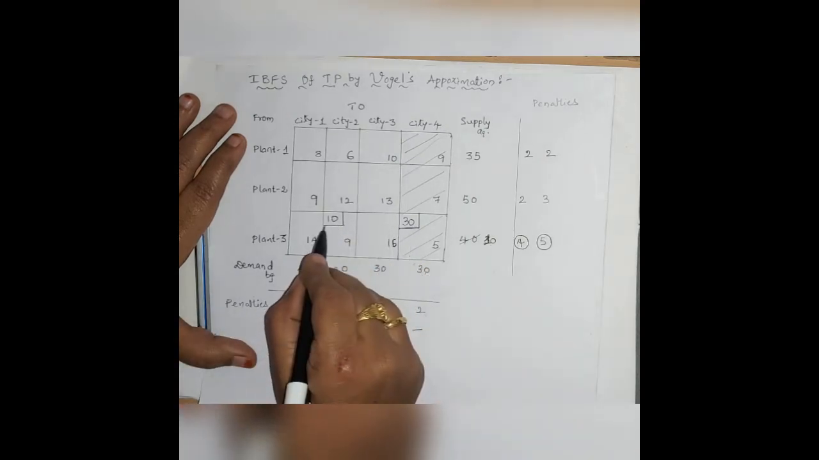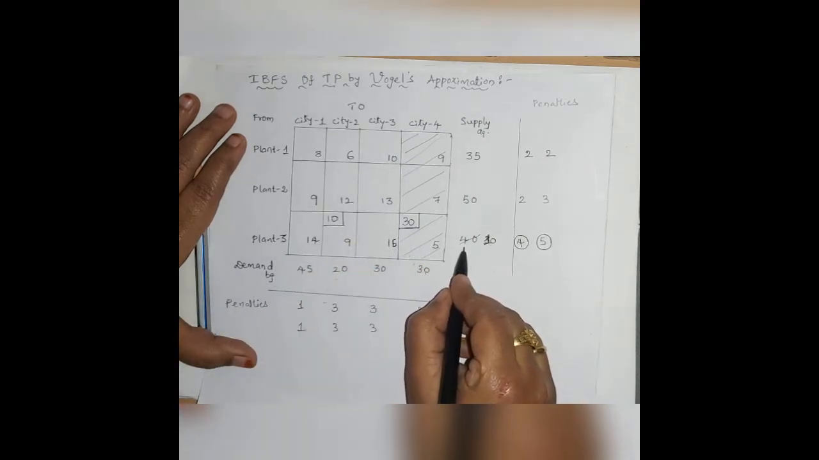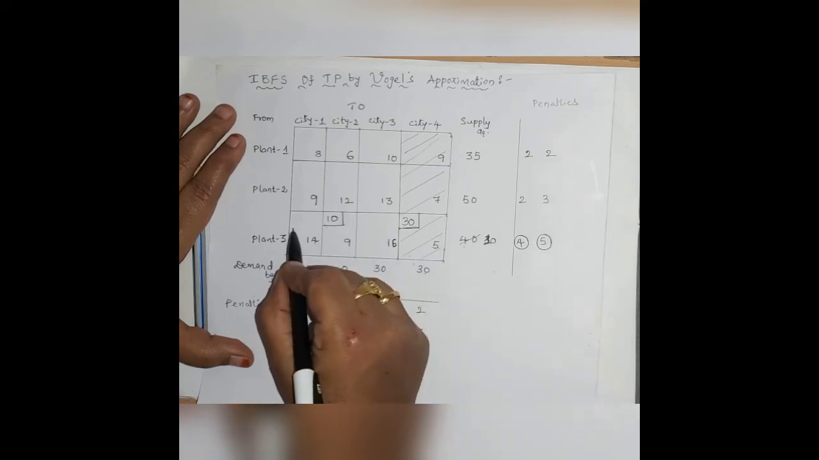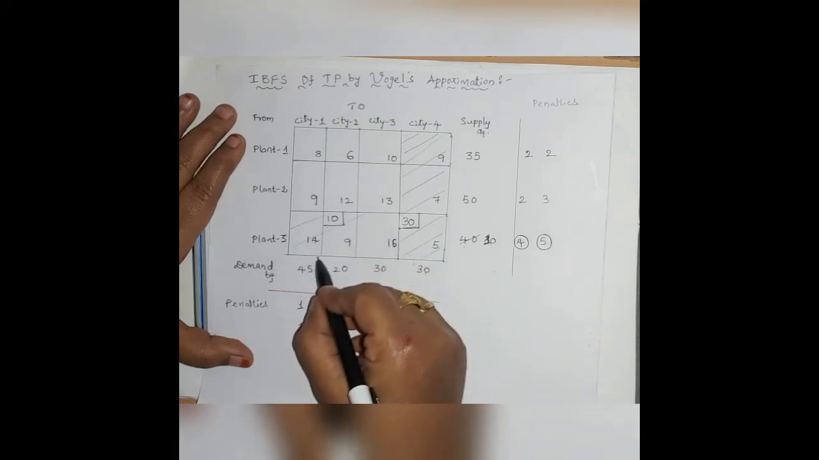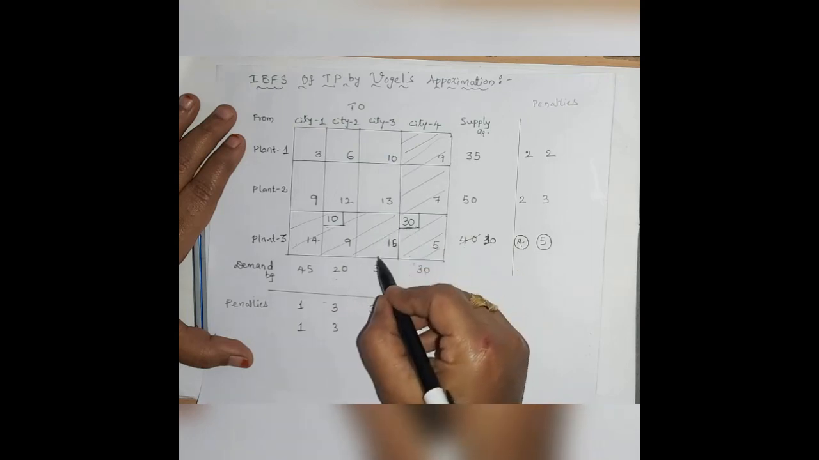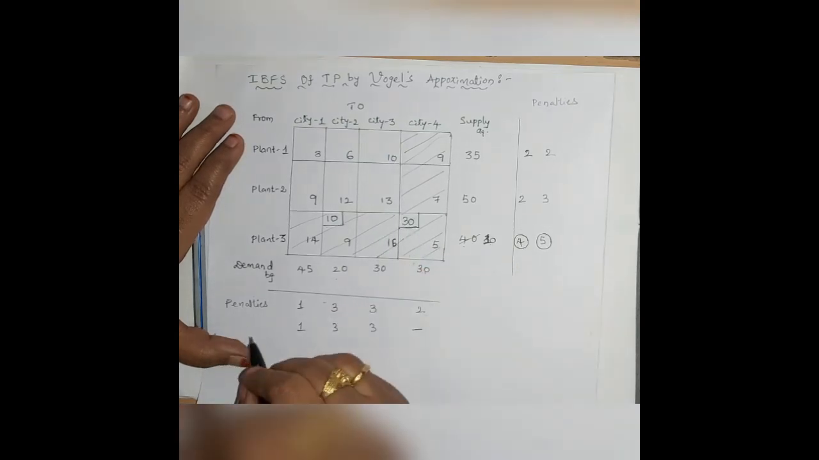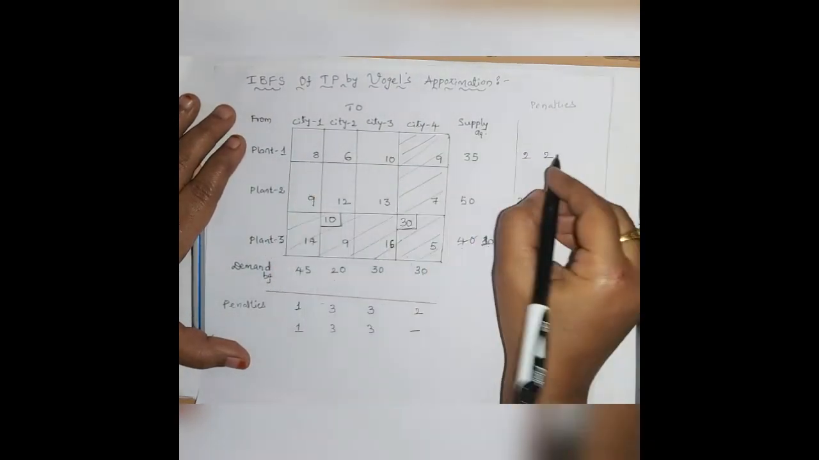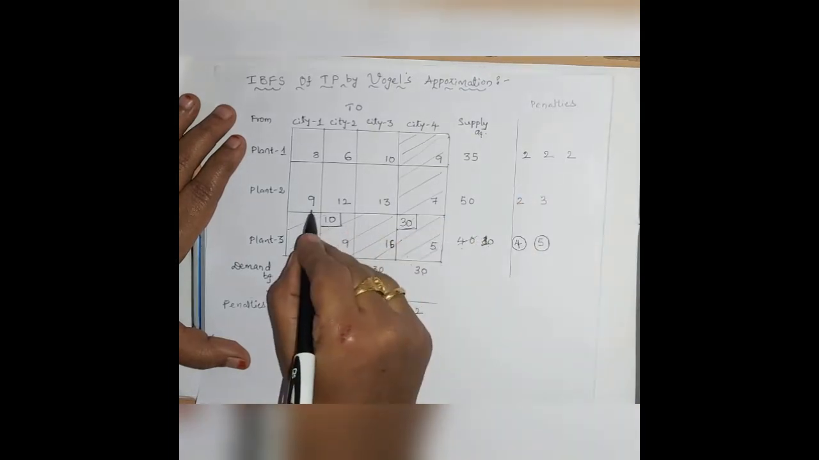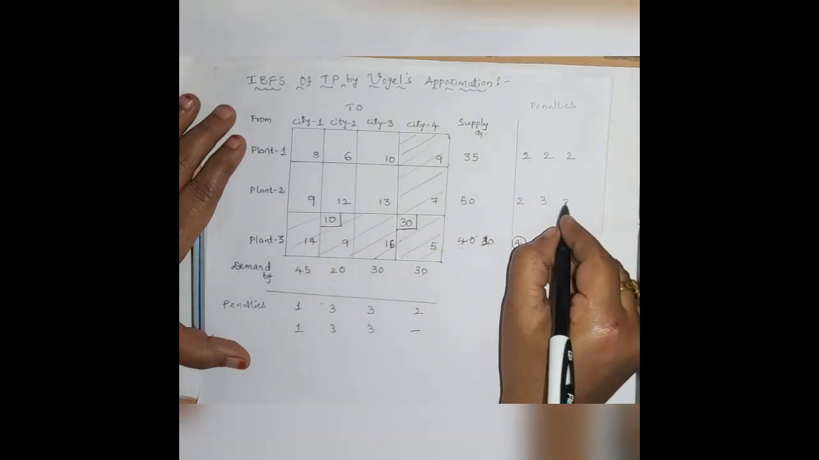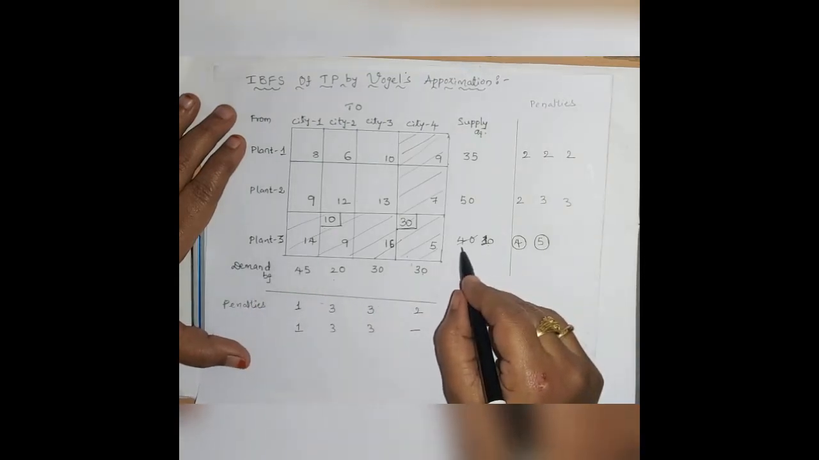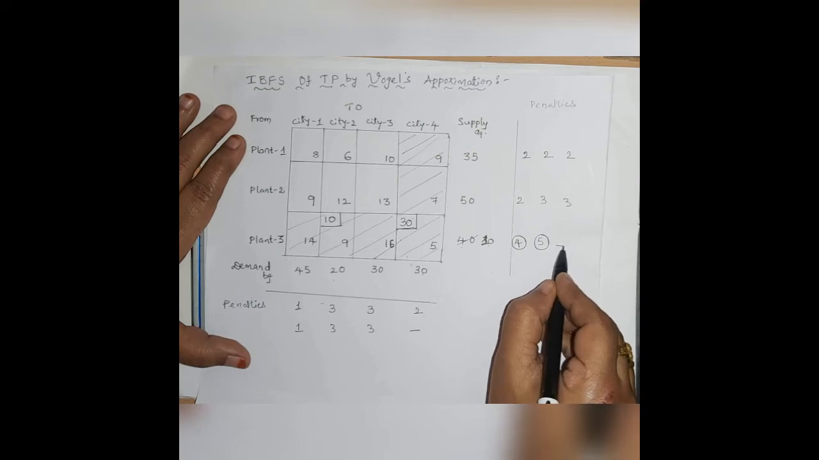So 30 plus 10 is 40. Plant 3 had 40 units, and since all the 40 units have been exhausted, cross off the row. Now again revise the penalties. Here 6 and 8, the difference is 2. The difference of 9 and 12 is 3. Since plant 3's 40 unit supply has been exhausted, put a dash here.